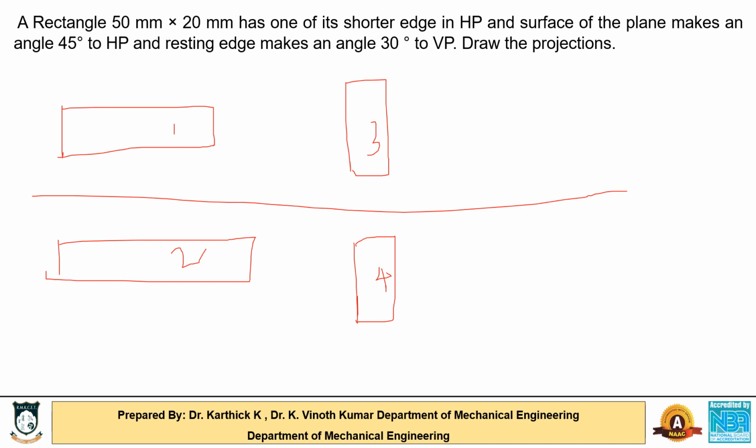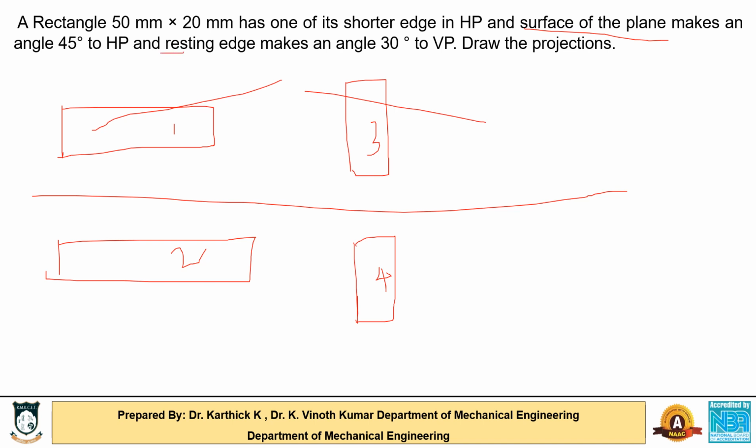if you see here, the surface of the plane makes an angle of 45 degrees to the HP. That is the first trump card to proceed with the problem. Surface is inclined to the HP. So definitely the possibilities 1 and 3 are not possible. So we have to leave out 1 and 3, and there are chances of 2 and 4. Which is the right one?